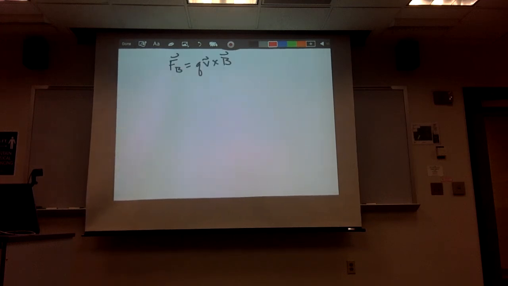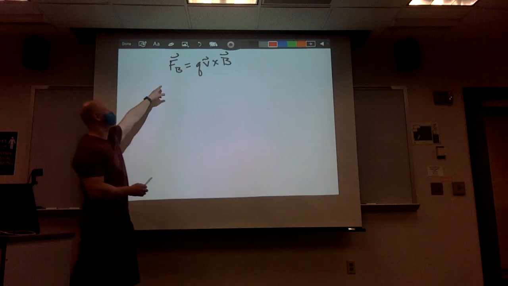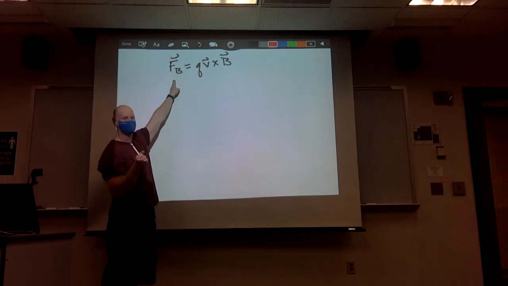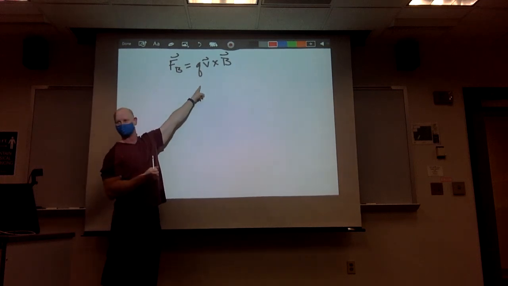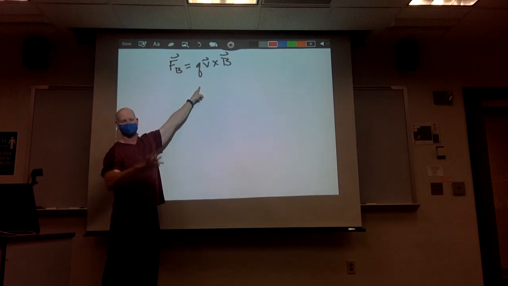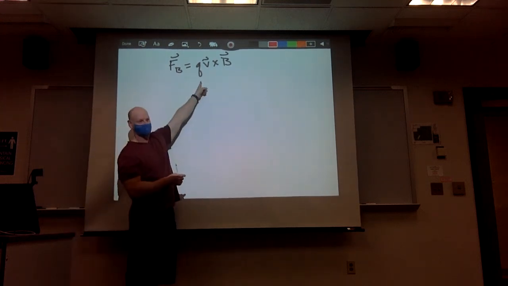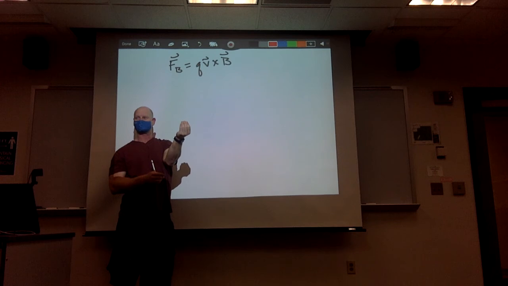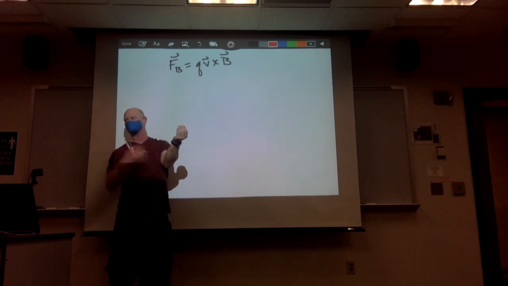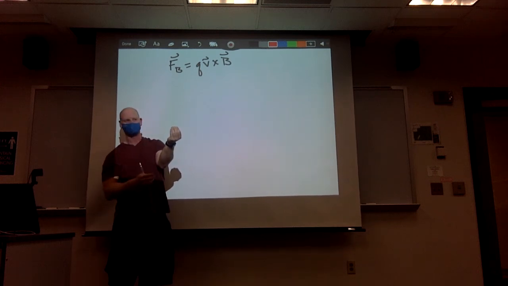So what does this thing tell me? This thing tells me that to experience a force, a particle has to have a charge, which means if I had a neutron moving in an external magnetic field, it would feel no force. It has no charge, therefore it feels no force. There has to be a charged particle. It has to have a velocity, which means if I had a single charged particle sitting stationary in an external magnetic field, it also feels no force because it's not moving.